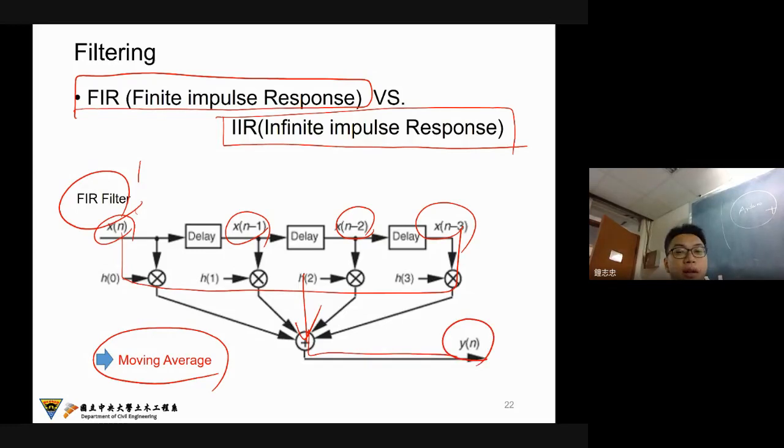This is the FIR filter. So for example here, YN is the answer for the XN, X1, X. Okay. So this is what we call the moving average, using a 4-point average to output. This is the FIR.